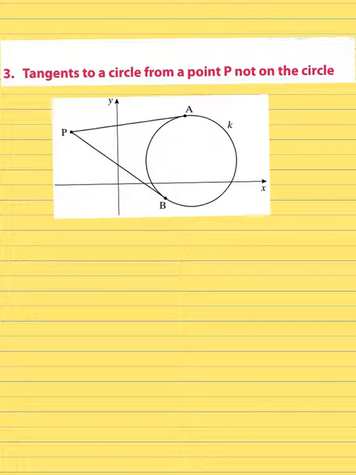So now look at the tangent to a circle from a point that is not on the circle. So if we have a look here, we have a circle. P is a point not on the circle, and what we'll be asked to do is find the equation of these two tangents.